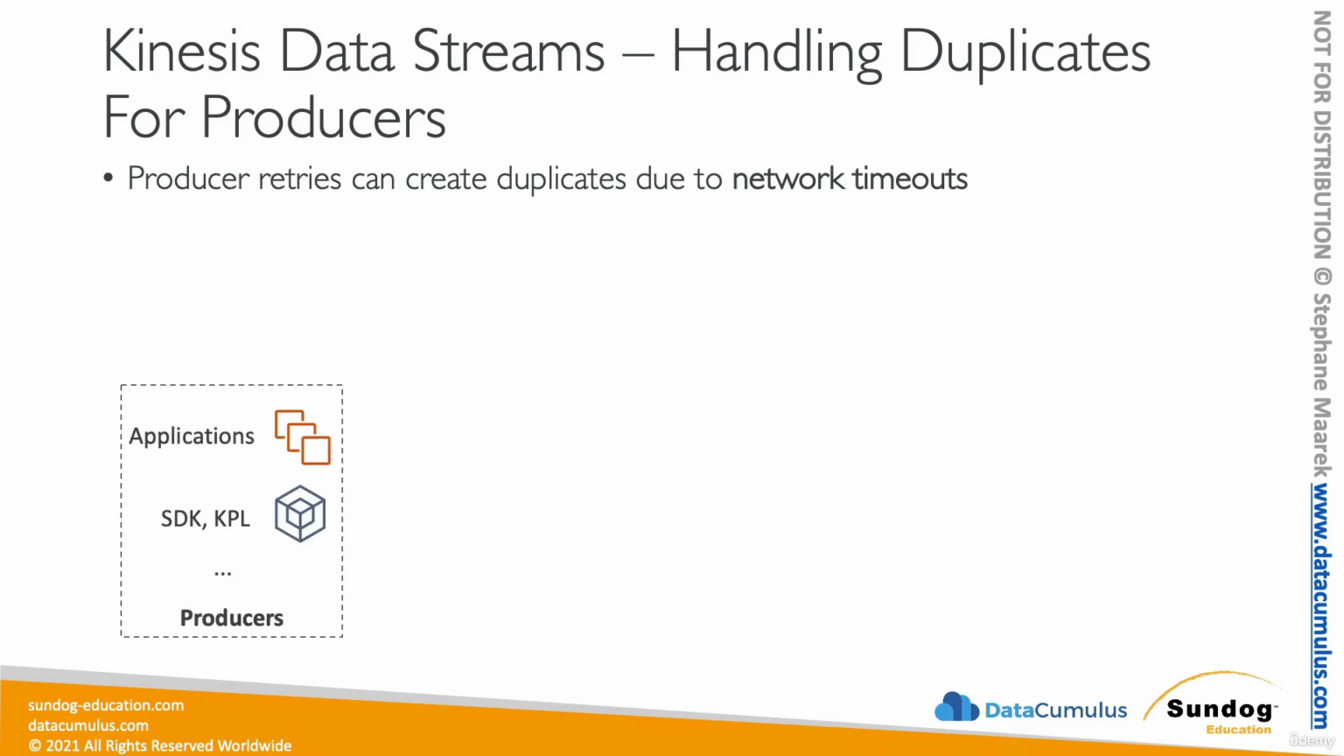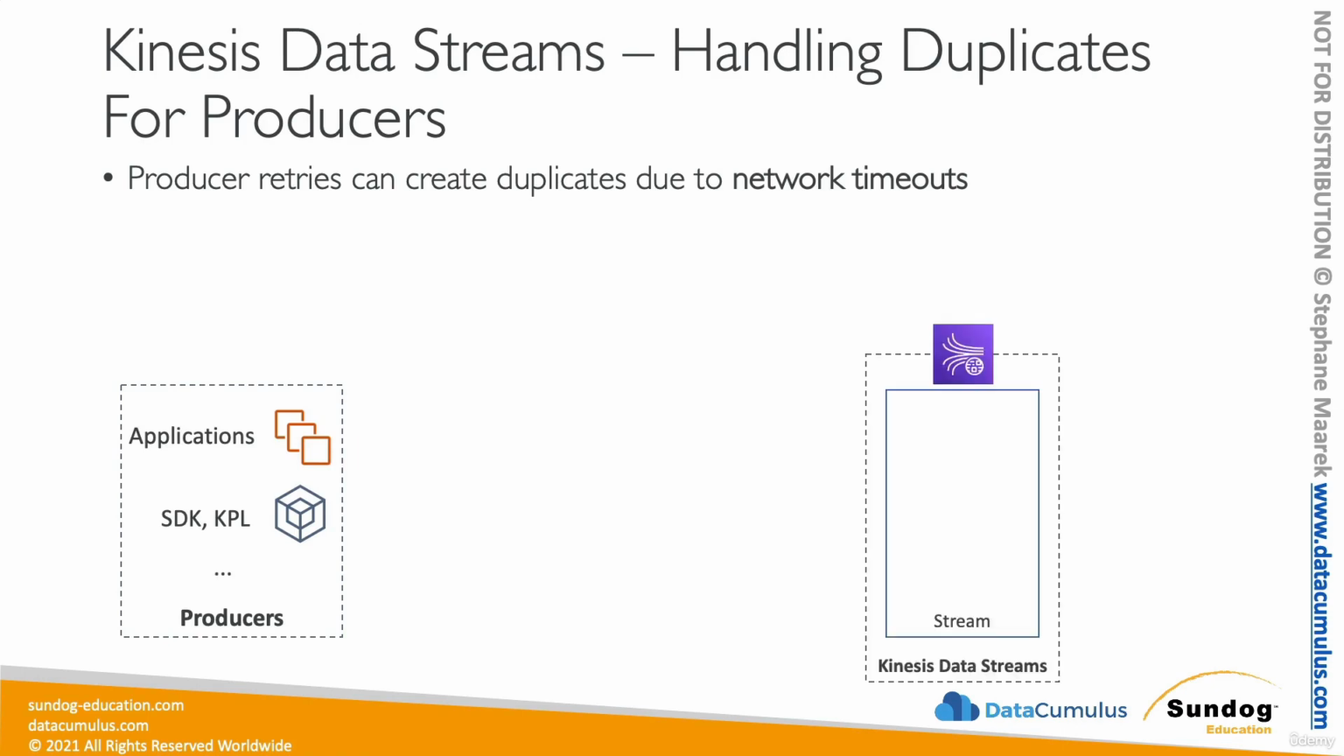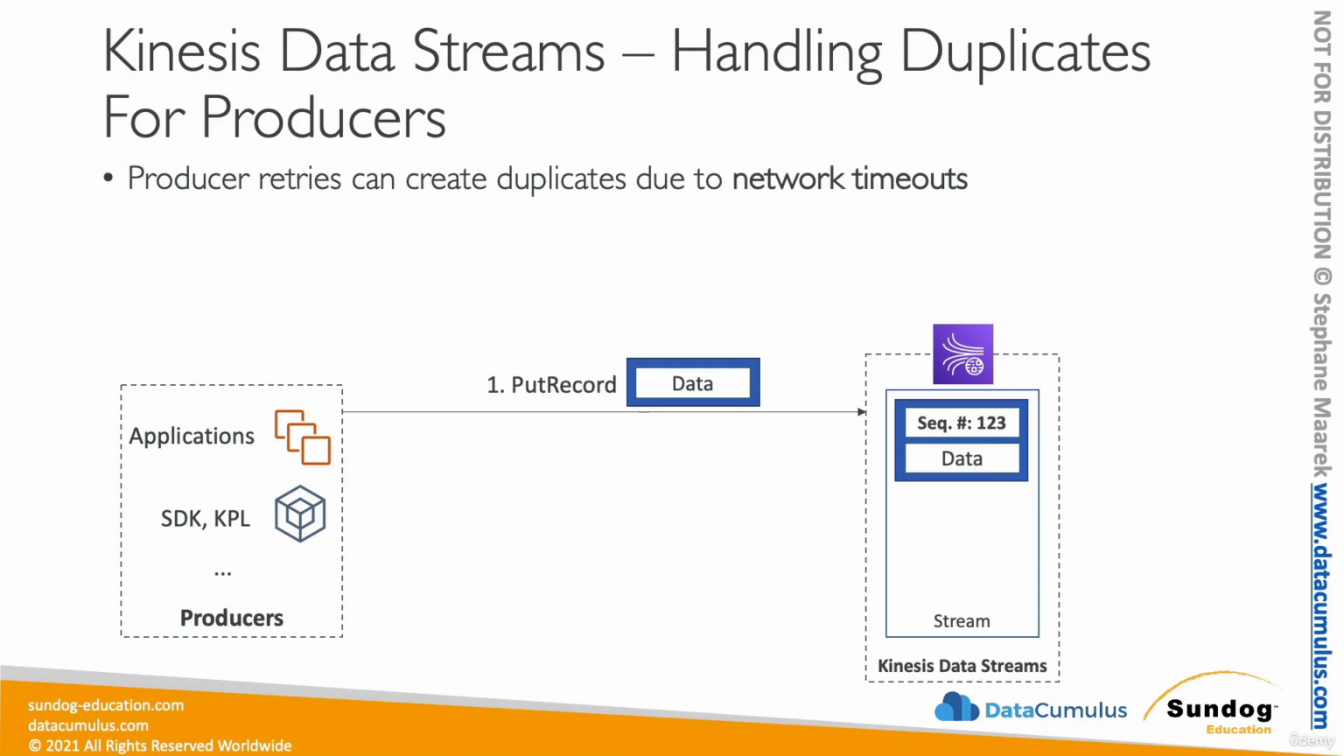Well, you have your producers. It could be applications. It could be using the SDK or the KPL. And they're producing into a Kinesis data stream. Now, when we do a put record and we send some data, then we know what happens. The data gets written into the Kinesis data stream. The data gets a unique sequence number, and then Kinesis data stream says, I've written your data correctly.